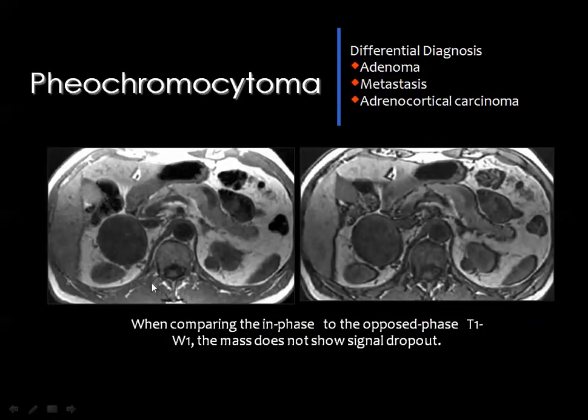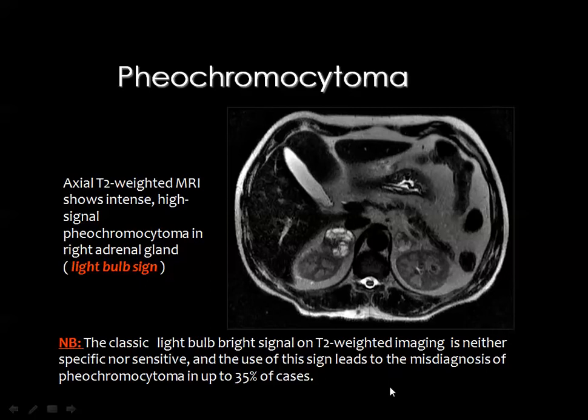Also, in this example, you see the pheochromocytoma in the T1 and T1 out of phase. There is no drop of signal, meaning that this lesion does not contain microscopic fat. At some time, they used this sign, which is known as the light bulb sign, to diagnose pheochromocytoma, meaning that in the T2 weighted image, the lesion is very bright. But this sign is no more specific or pathognomonic for pheochromocytoma, and it may lead to many misdiagnoses.